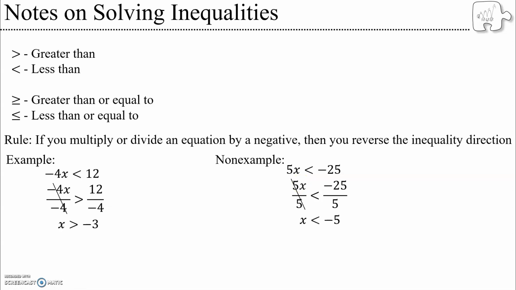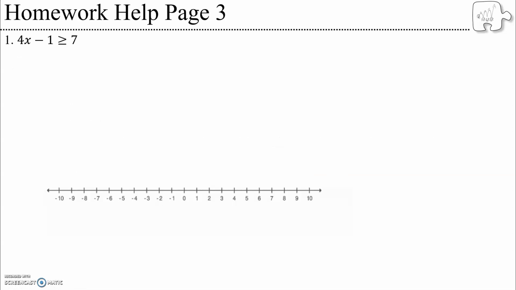For the problems we're going to be doing, start off with number 1. To solve this problem, we add 1 to both sides, because the first thing we have to do is separate the x's and the 1's. We move this to the other side and cancel that out, so then we just get 4x is greater than or equal to 8.